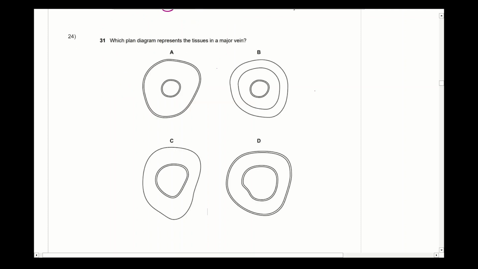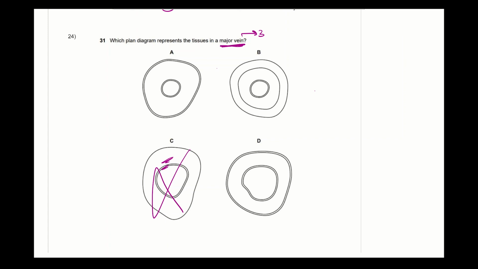Question number 24. Which plant diagram represents the tissues in a major vein? So whether it's a vein or an artery, we know that they consist of 3 main layers: tunica intima, tunica media, and tunica externa. Therefore, C is instantly incorrect since it only contains 2 layers. Now, let's see the suggestions that we have here.